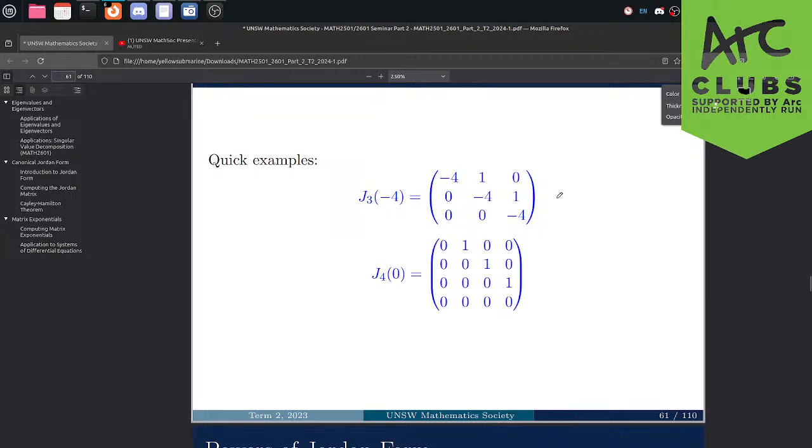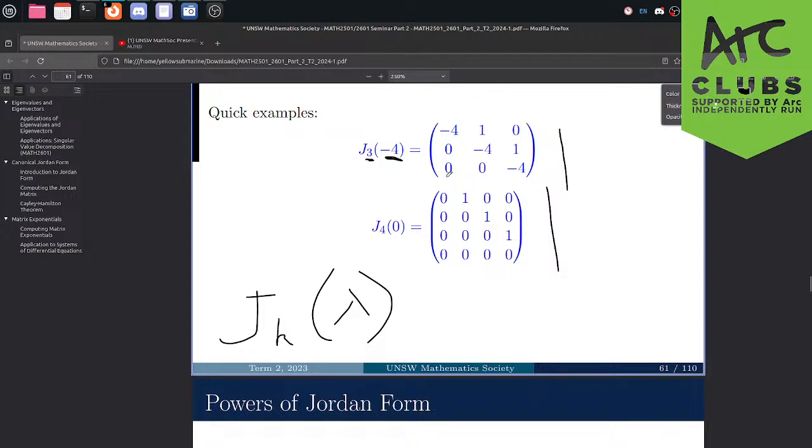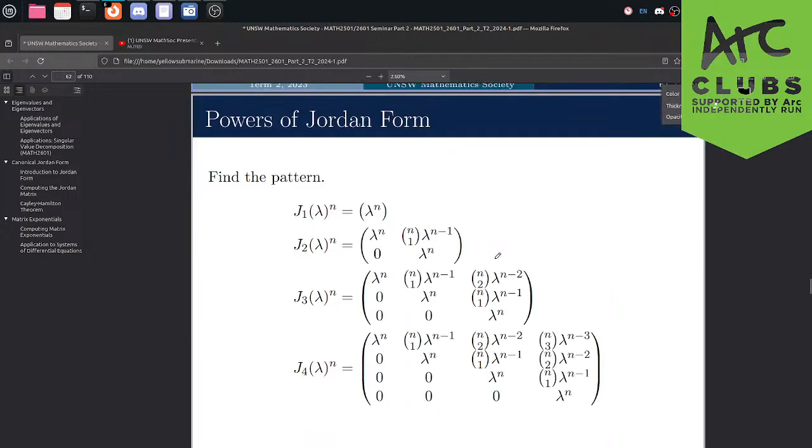Okay, so here are some examples. The subscript denotes the length of the Jordan block, and the inside represents the eigenvalue. So it's going to be of the form J_k(lambda), right? So here's J for -4 with length 3, and here's J for 0 of length 4.